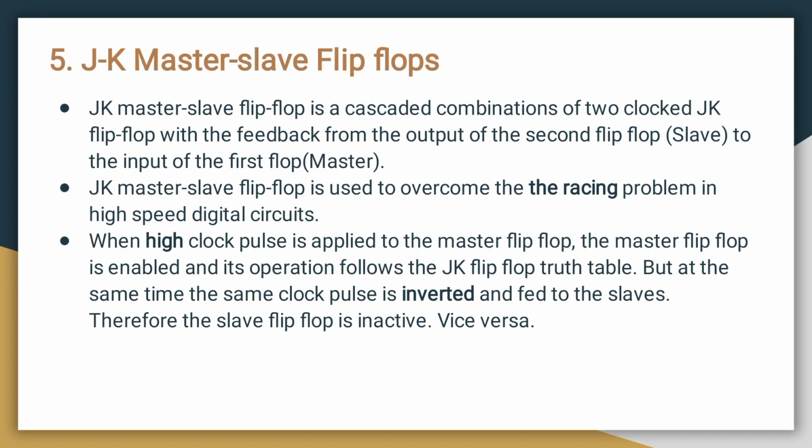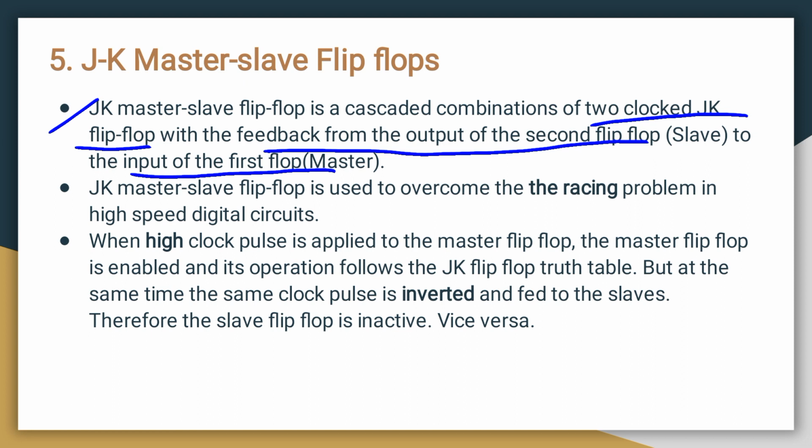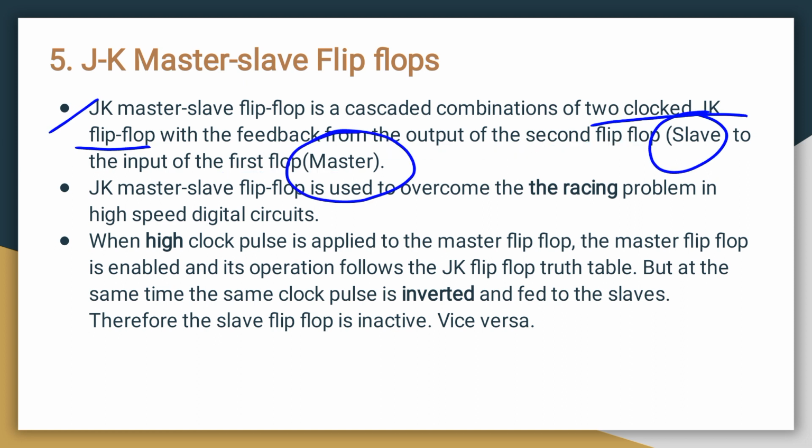So next is the JK master slave flip-flop. This is almost similar to the JK flip-flop. This flip-flop is a cascaded combination of two clocked JK flip-flops, with feedback from the output of the second flip-flop to the input of the first flip-flop. The second flip-flop is called the slave and the first flip-flop is called the master. So from the slave we give the feedback to the master. Clear?